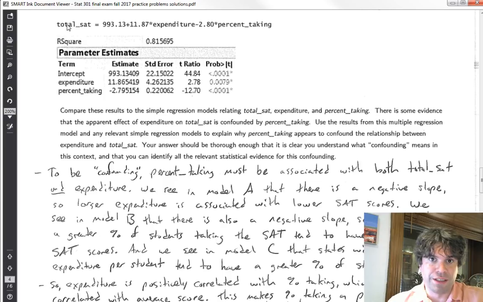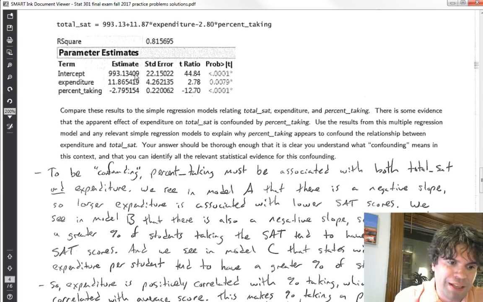So if we were to take a look at two states that had roughly the same percentage of students taking the SAT, the state that spends more money per student ends up having higher total SAT scores. And this is further evidence for the confounding because the slope for expenditure changed sign. It reversed when we took account of the proposed confounding variable, or when we controlled for the proposed confounding variable, percent taking.